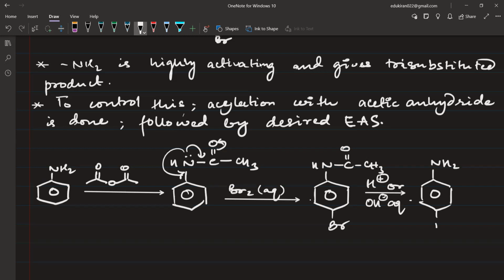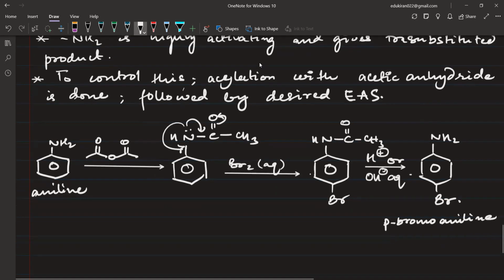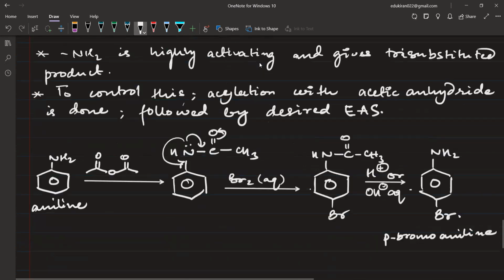This is NH2 and we get the PR as it is. Okay, so this is P bromo aniline. और ये क्या है आपका? This is aniline. जब भी आपके पास conversion आए, aniline to P bromo aniline, then you will surely and first of all you will do acylation, then only you will get P bromo. Otherwise आपको क्या मिल जाएगा? Tri substitute मिल जाएगा. Okay, so remember this.